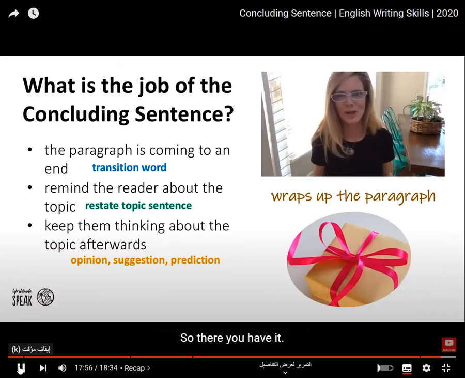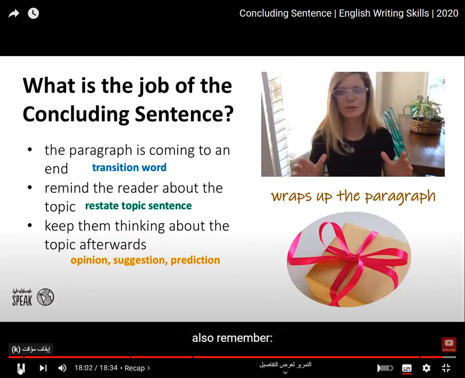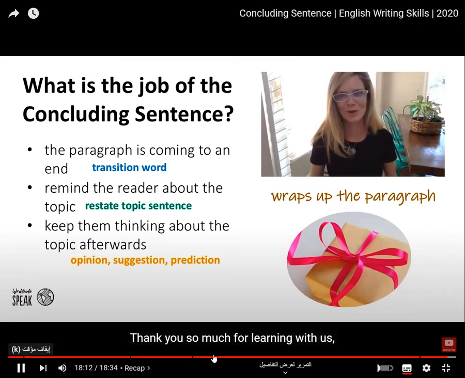So there you have it. Thinking about the concluding sentence, you want to remember these points. And also remember, like the bow on a package, it wraps up your paragraph and makes it not only interesting, but also super strong. Thank you so much.